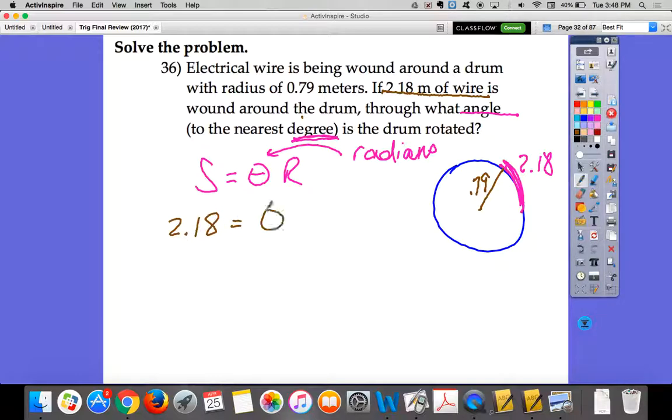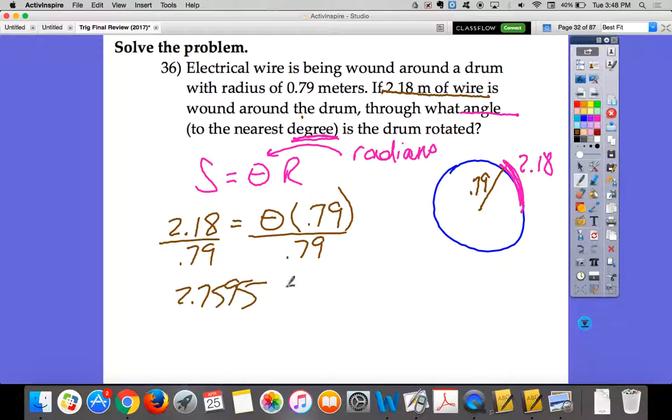We do not know the angle. The radius happens to be 0.79. So we're going to divide both sides by 0.79. So I've got 2.18 divided by 0.79 is 2.7595, round it up. That's radians, guys. So you don't want radians because that's not what the problem asks you for. So you've got to convert this thing to degrees.